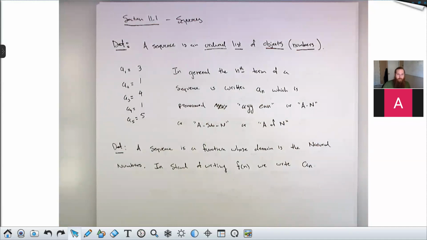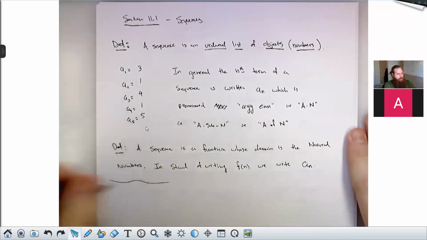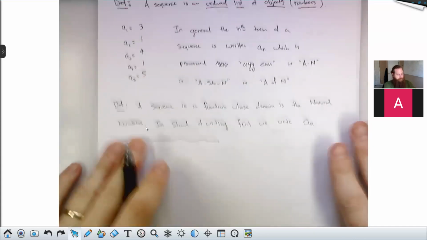Sequences can be given a bunch of different ways. One of the ways to describe a sequence is to just list off the first few terms and expect your reader to deduce the pattern. And that's valid as long as there is a unique pattern that can be deduced from those first few terms. When we do that, we usually put the terms in curly braces.